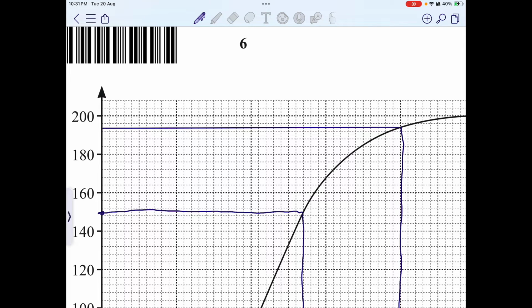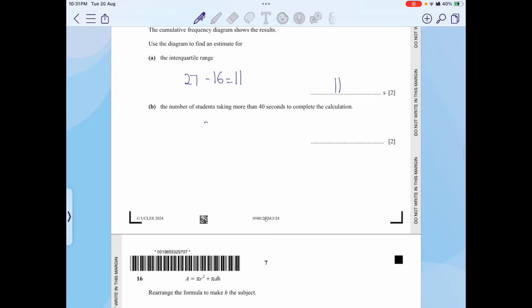Alright. So if you have 180, then 184, 188, 192, and 196. It's 194. So 200 minus 194 is 6. 200 minus 194 is basically equivalent of 6.